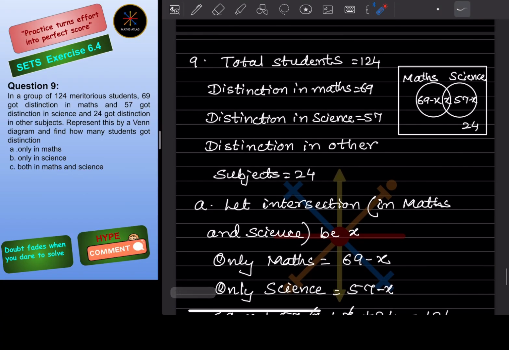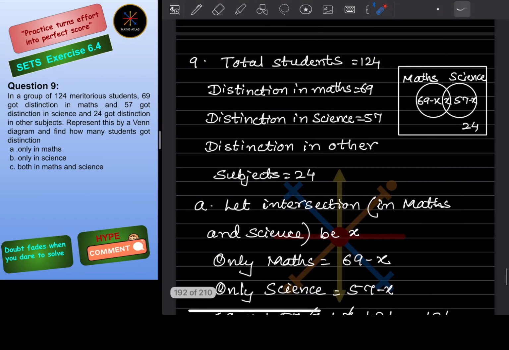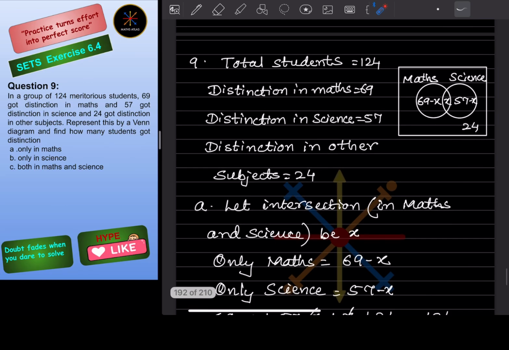In a group of 124 meritorious students, 69 got distinction in maths, 57 got distinction in science and 24 got distinction in other subjects. Represent this by a Venn diagram and find how many students got distinction only in maths, only in science, and both in maths and science. So here the total number is given, that is 124. Then distinction in maths is 69, distinction in science is 57, and distinction in other subjects is 24.